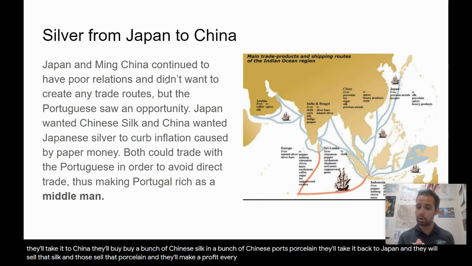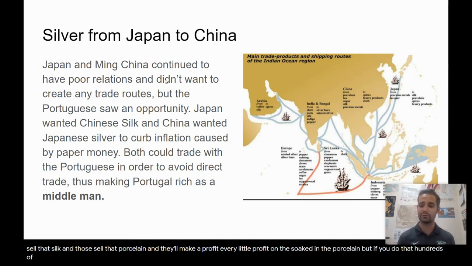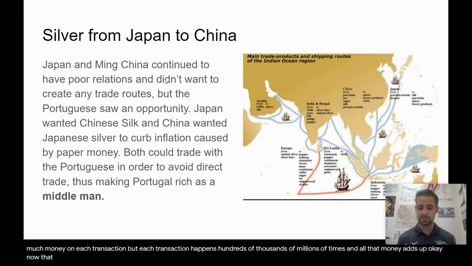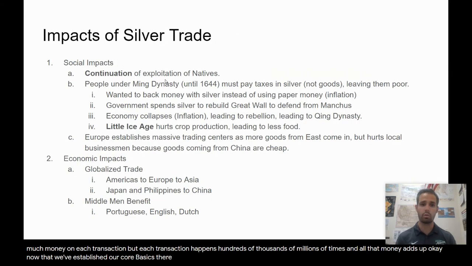Now, it might only be a little profit on the silk and the porcelain, but if you do that hundreds of thousands of times, that's going to add up, which is why middlemen make a whole lot of money. People who are middlemen only make this much money on each transaction, but each transaction happens hundreds of thousands, even millions of times, and all of that money adds up. Okay, now that we've established our core basics there, let's talk about the impacts. This is where it gets a little bit confusing.